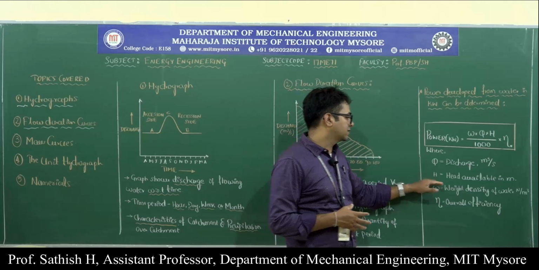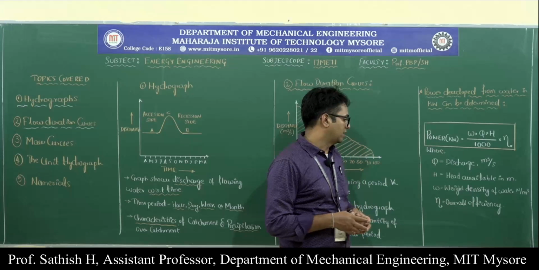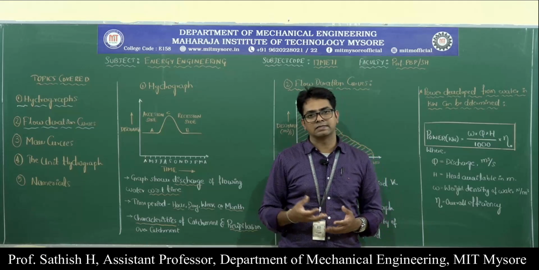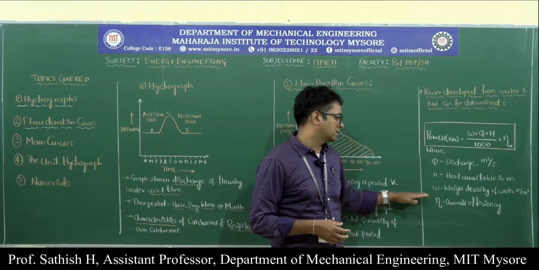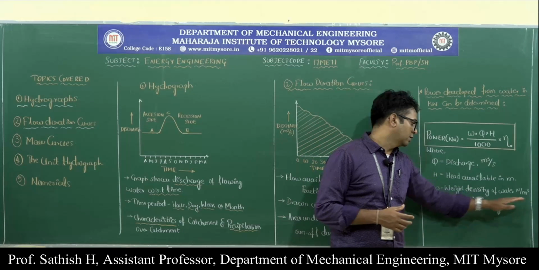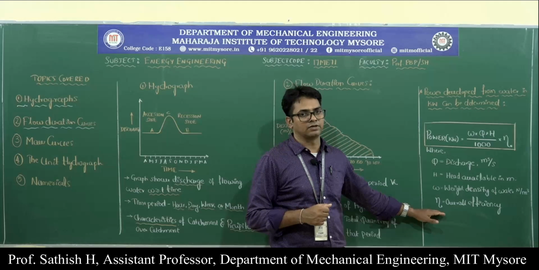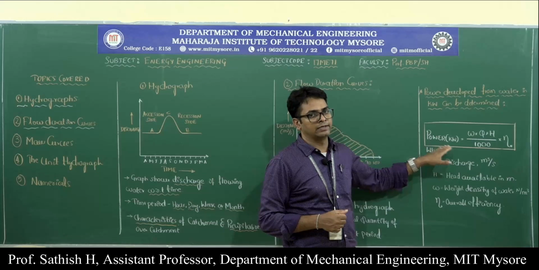H is the head available in meters, and W is the weight density of the water. Normally the mass density of water is measured in kgs per meter cube, whereas the units for weight density are newtons per meter cube. And nu naught is the overall efficiency. So these are the terms involved in order to calculate the power in kilowatts.